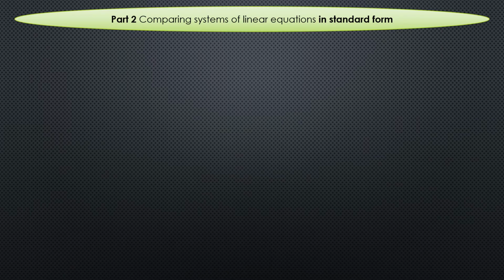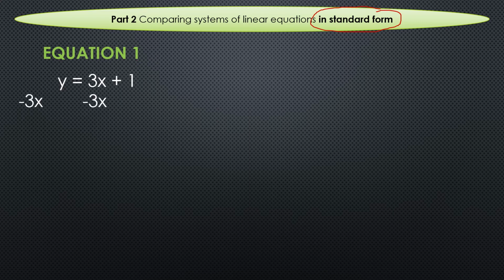Part 2, comparing systems of linear equations in standard form. So remember, we're going to use the standard form. For equation number 1, y equals 3x plus 1, we know that this is in slope-intercept form. So we have to rewrite this in standard form. That will be subtracting 3x from both sides. So this will be cancelled. Negative 3x plus y equals 1. Since we have here a negative sign, we have to multiply both sides by negative 1. So the answer will be 3x minus y equals negative 1. This is the standard form.